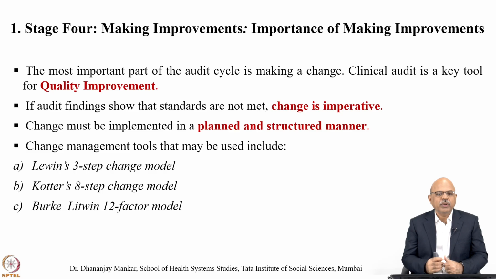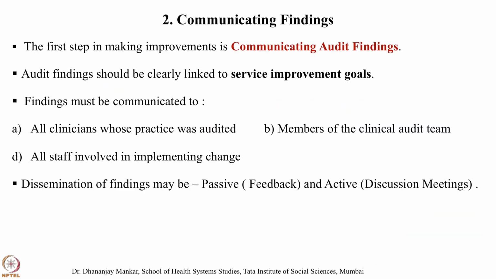So change management tools that may be used are included here. We can use Lewin's 3-step change model. We can use Kotter's 8-step change model or the Burke-Litwin 12-factor model. These are the three tools that can be used to plan a process ahead for quality improvement.